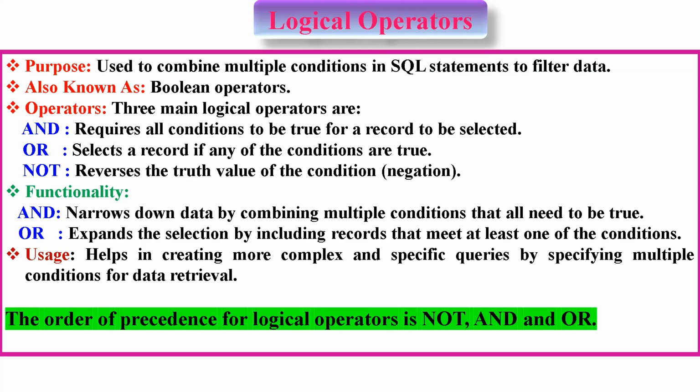Functionality. And operator narrows down data by combining multiple conditions that all need to be true. Or operator expands the selection by including records that meet at least one of the conditions. Usage. It helps in creating more complex and specific queries by specifying multiple conditions for data retrieval. In SQL, the order of precedence for logical operators is not and then or. So, when multiple logical operators are used in a single statement, not will be evaluated first, followed by and finally or. This determines how the conditions are evaluated and combined within the SQL query.